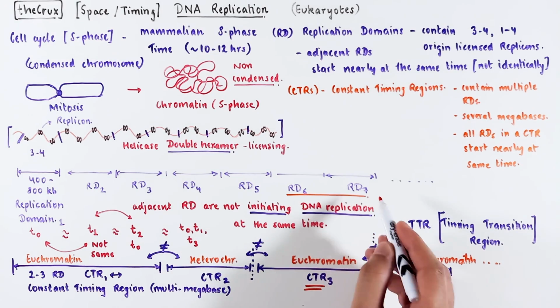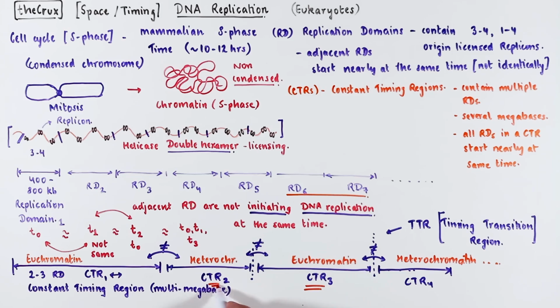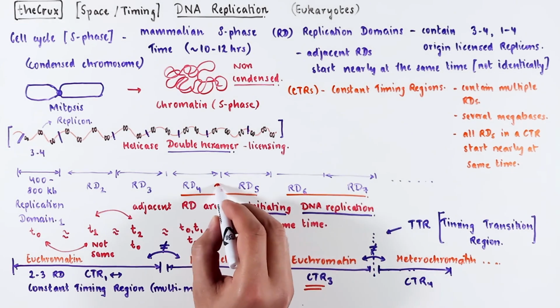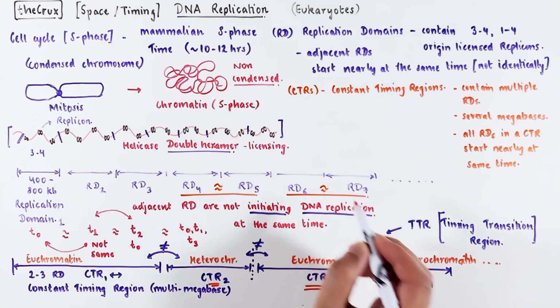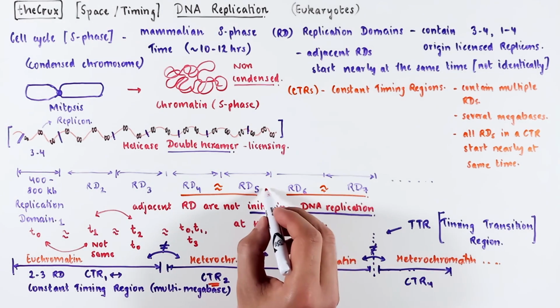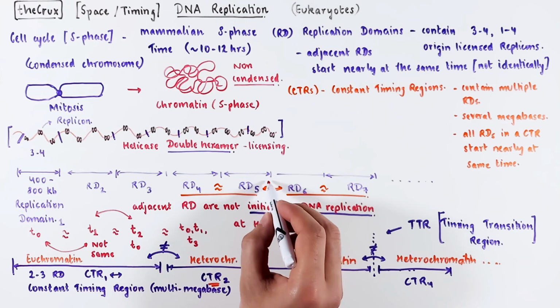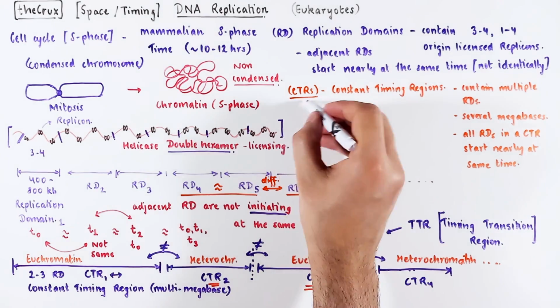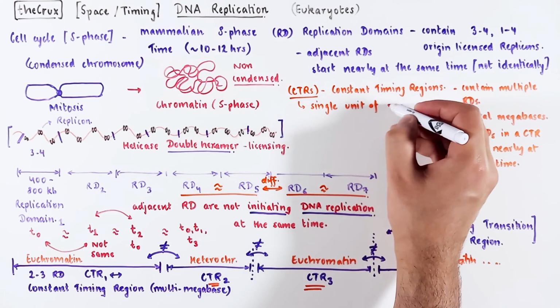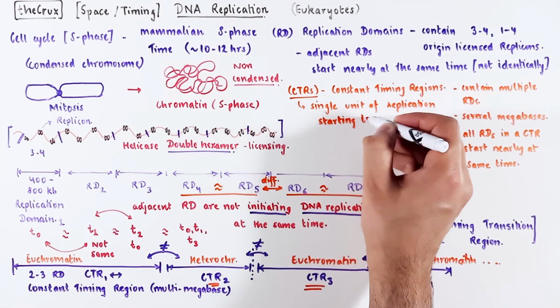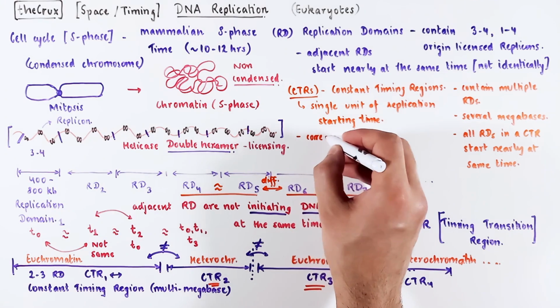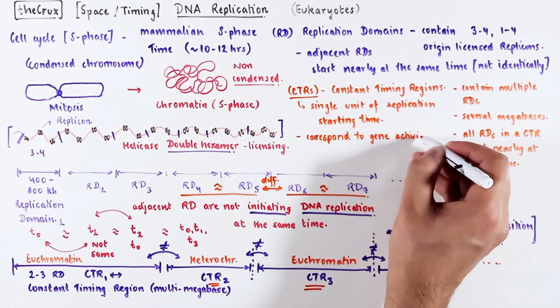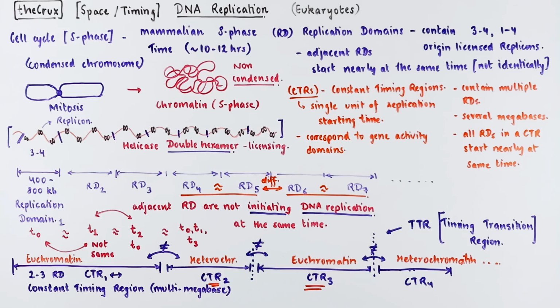Say RD6 and 7 are in the same CTR. Then RD4 and RD5 are in the same CTR. In this example, the replication domains within a CTR are similar to each other, but RD5 and RD6 are very far apart in their timing. This leads to the point that CTRs perhaps represent a single unit of replication starting time. At some level, they correspond to domains of gene activity, which are heterochromatin and euchromatin.